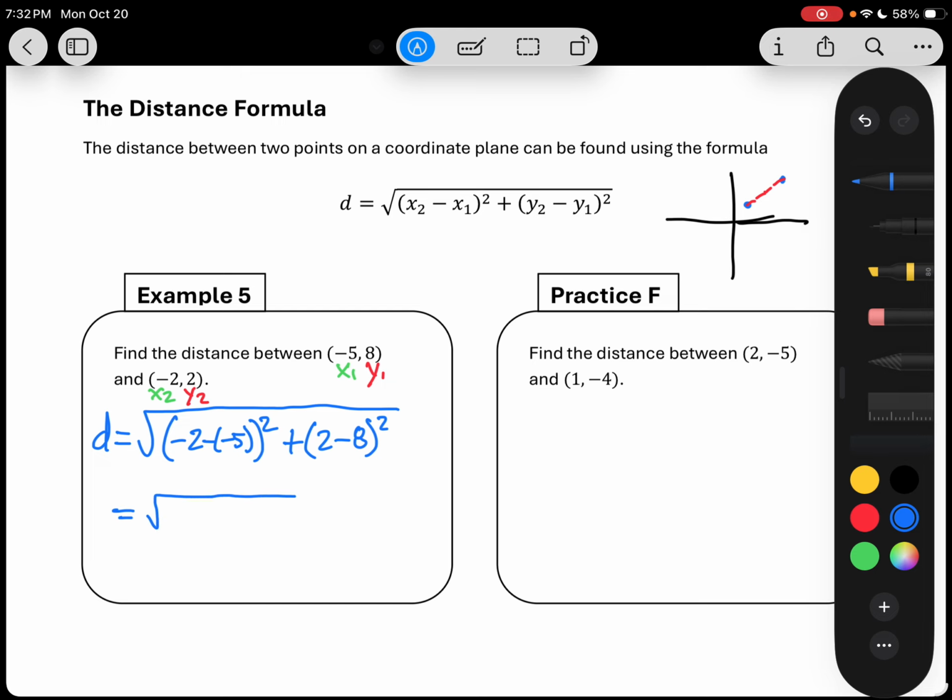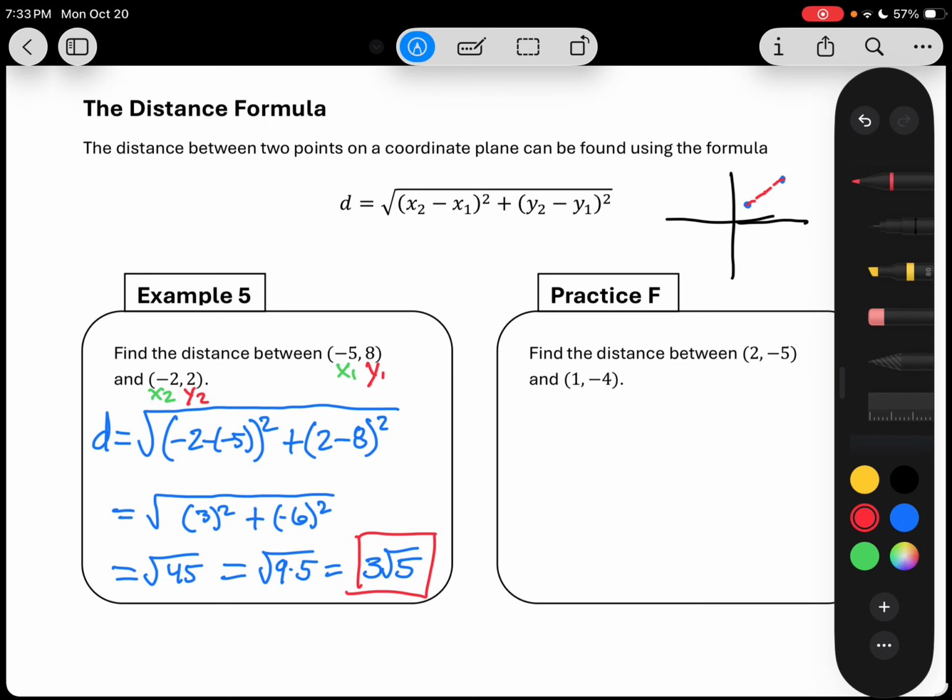And you can put it into your calculator from there, but if we wanted to try some mental math, we would have 3 squared plus -6 squared, and so that would be square root of 45, which can then be reduced to 9 times 5, because 9 is a perfect square. So we have 3 times the square root of 5 for our result, our final answer. Go ahead and pause the video and do practice F.